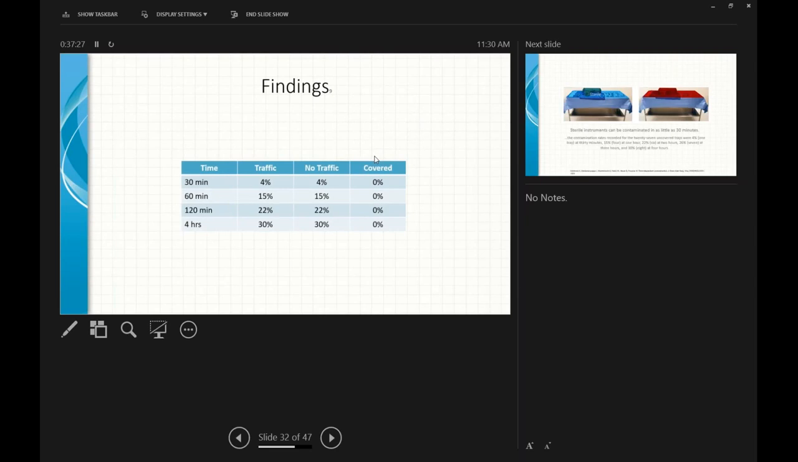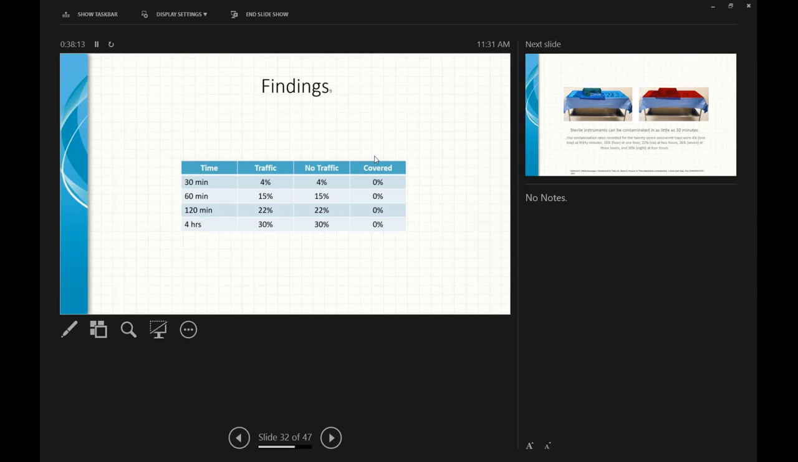And this is what the findings were. After 30 minutes, with traffic, 4% were contaminated. However, take a look at the next column, no traffic, 4% were contaminated. The ones that were covered with a towel, 0%. After 60 minutes, with traffic and no traffic, 15%. Covered, no cultures. After 120 minutes, traffic or no traffic, still the same amount, 22%.